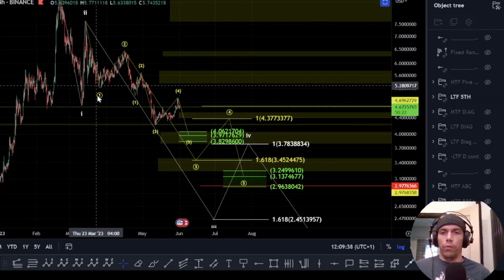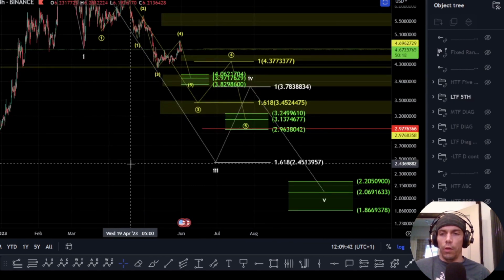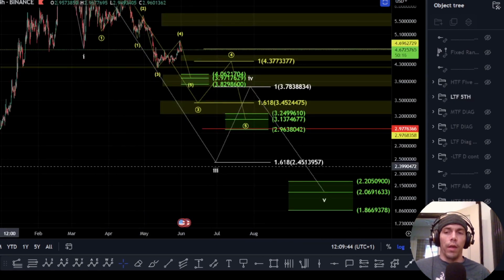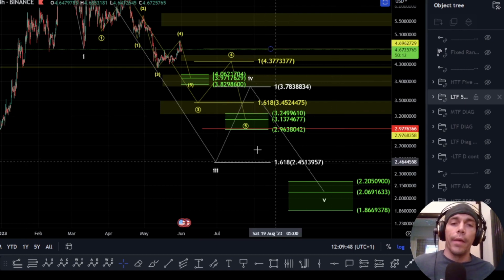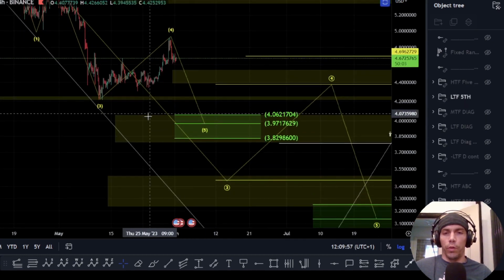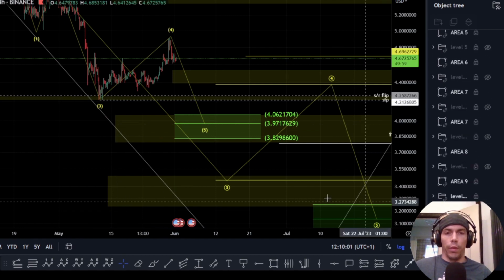So even if we do form this as 1, 2, 3, 4, and 5, until we actually take this low point, we need to just be aware that price still has that bullish potential, which we're going to go over shortly. So now within this target box that we have over here, what we do have is some levels that I'm keeping an eye on.